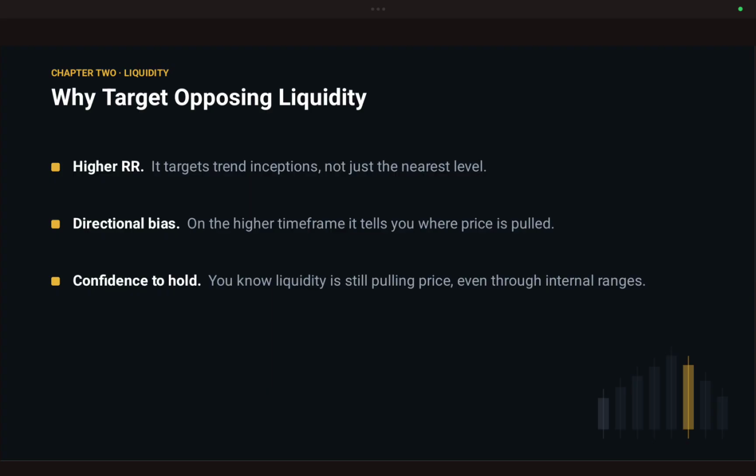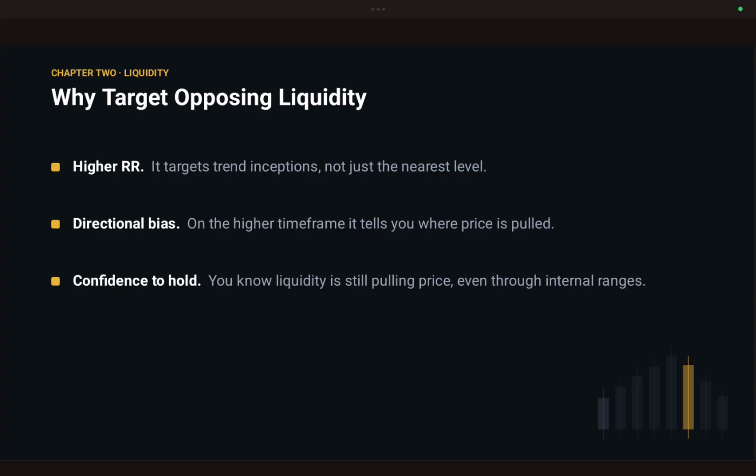Why do you use opposing liquidity for your target? Why target opposing liquidity? This means of setting take profit levels gives you a higher risk to reward. It targets trend inceptions, not just the nearest level. Using structural points, the first one we discussed, targets the nearest level, but this one targets the inception. Okay, it stretches it, and you can use this for your directional bias.